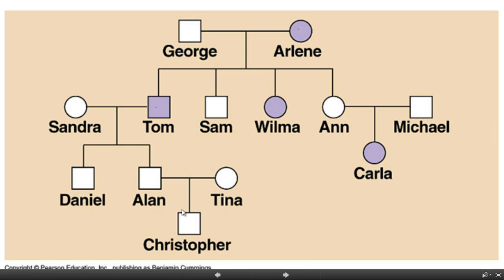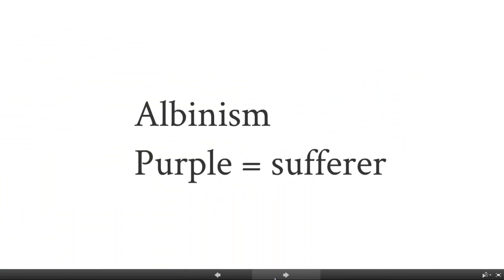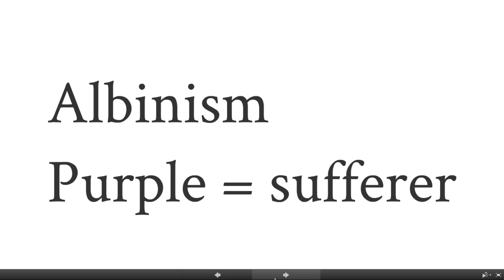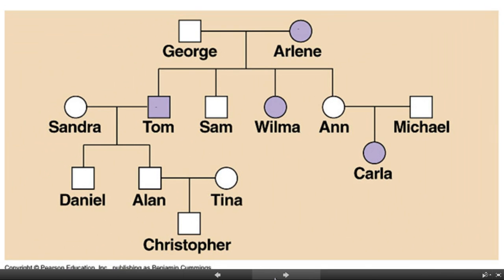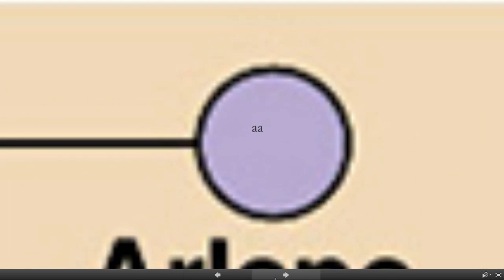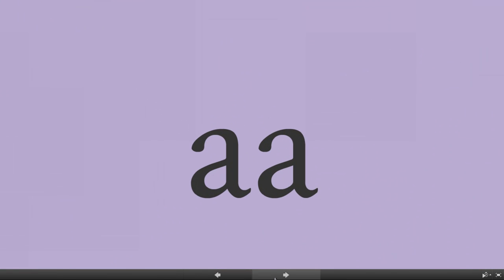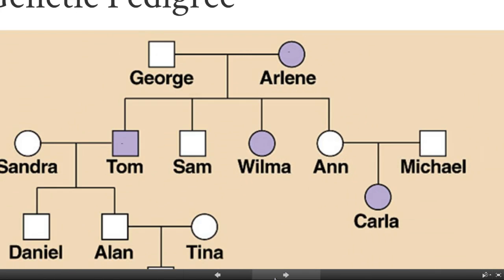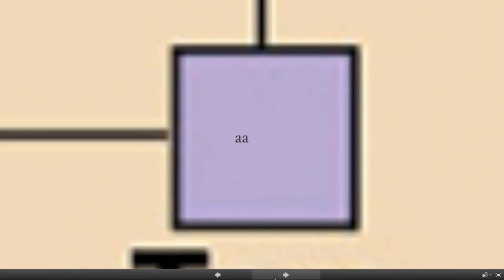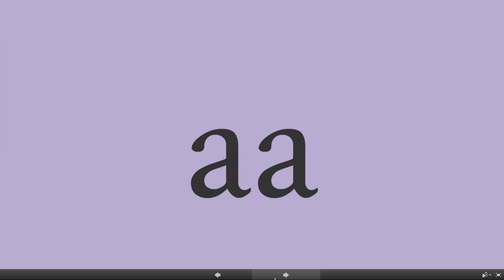If we use this example with albinism, and we refer to people in purple being sufferers, then if you're a sufferer and you've got albinism, you need both recessive alleles in order to have it. An example of that would be Arlene, who has the genotype small a small a, and also Tom, who has the genotype small a small a.